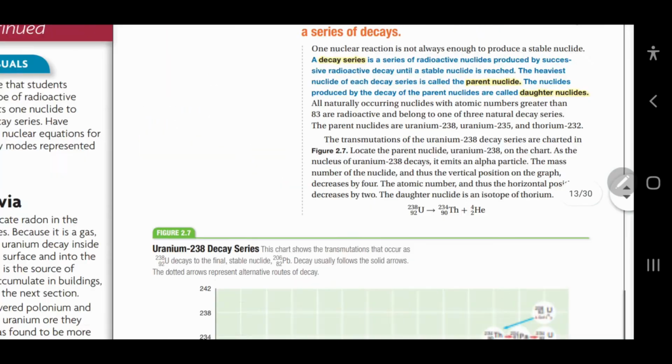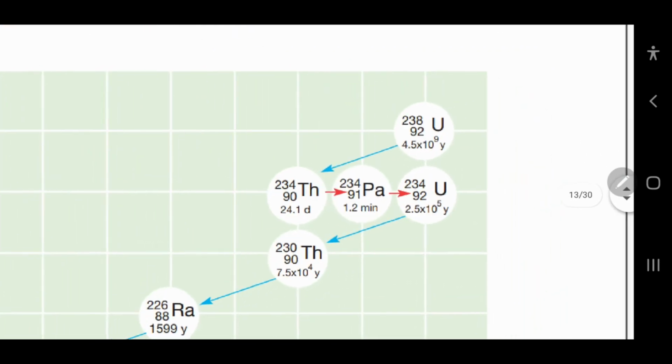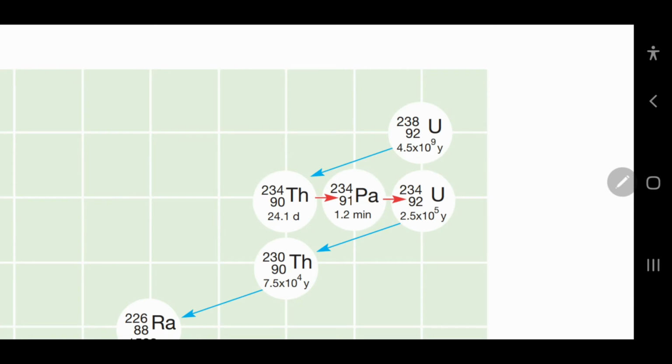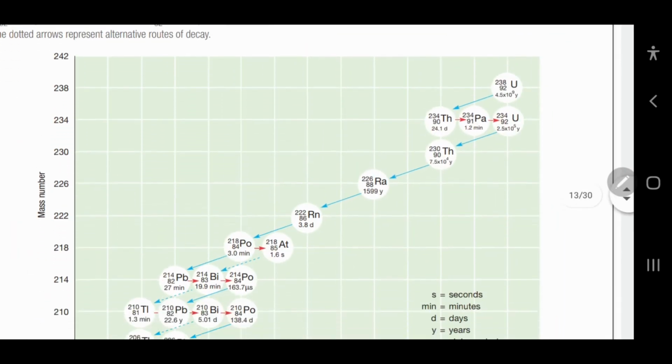Then we discussed the decay of elements to many other elements, and we said that the first nuclide that decays is called the parent nuclide, and the parent nuclide will decay to form many daughter nuclides, as we see here. So here uranium is the parent nuclide, and thorium, palladium, and uranium 234, and all of the other nuclides are considered daughter nuclides.